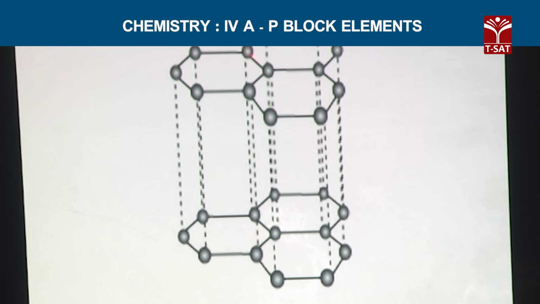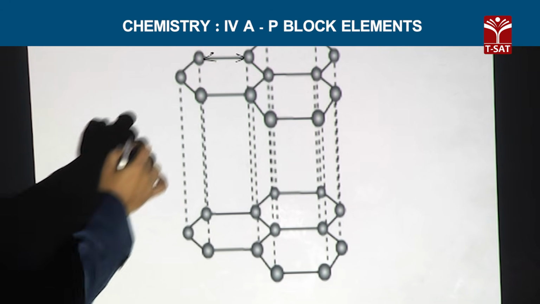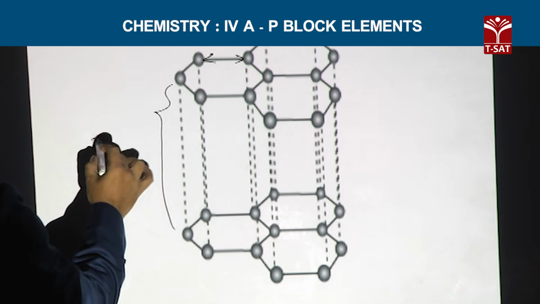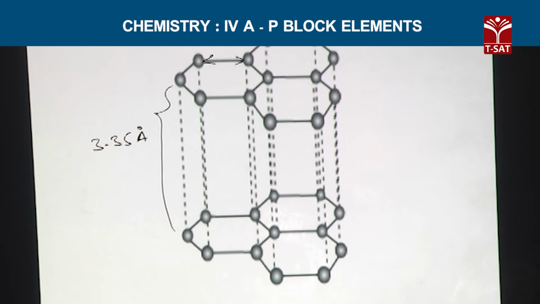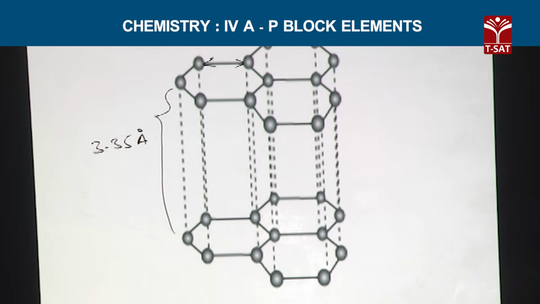Between the hexagonal rings, carbon-carbon single bonds are present, and these layers are bound by means of van der Waals forces of attraction. The carbon-carbon bond length in the layers is 1.42 angstrom units, and the distance between any two layers is 3.35 angstrom units. The overall structure of graphite is called giant polymeric hexagonal layered structure. The bond angle is 120 degrees.